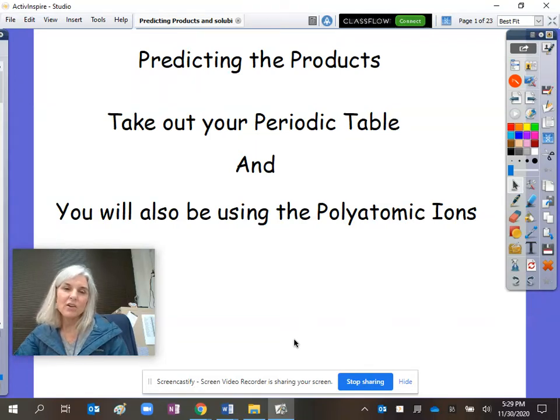For this lesson on predicting the products, you're going to need your periodic table and your polyatomic ions sheet because in order to predict the product, you're putting elements together and you just can't put two elements together. So you're going to have to make sure you put them according to their charges. So these are ionic. So if you don't have those handy right now, pause the video and make sure you have those.